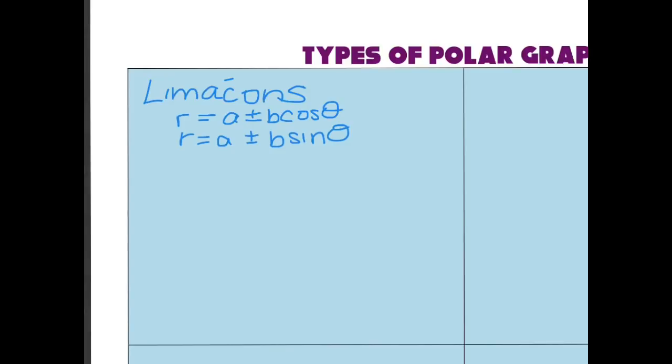Once you identify that it's a limicon, then you need to identify what your a and b are, because that determines which type of limicon it is. So I would get the a, which is the number that's by itself, over the b, which is the number attached to the trig function, ignoring the sign. Whatever a is, whatever b is, don't worry about the plus or minus between them. And then there are 4 different scenarios. If a over b is greater than 0 but less than 1, this is when you get an inner loop.